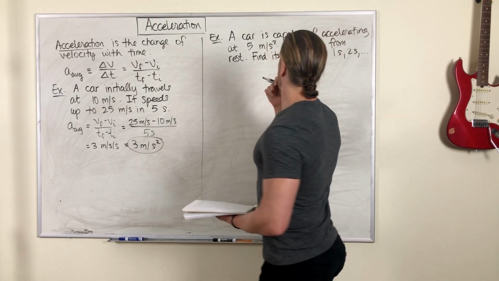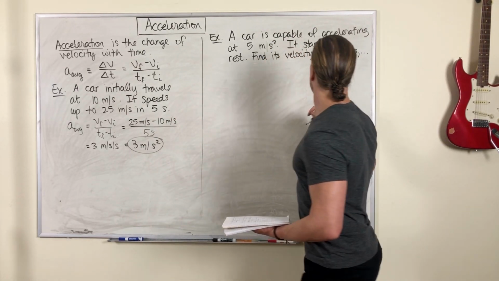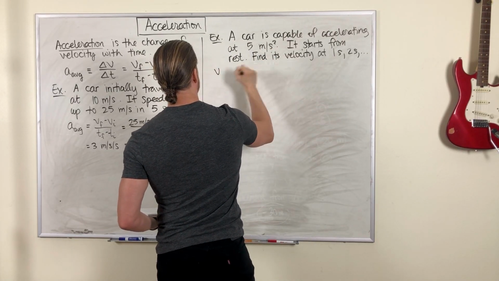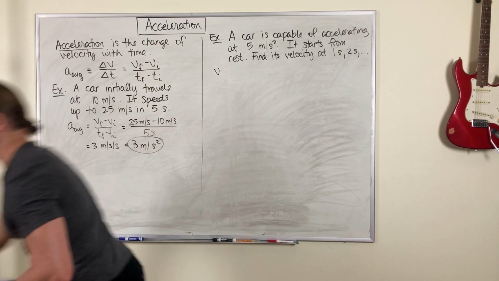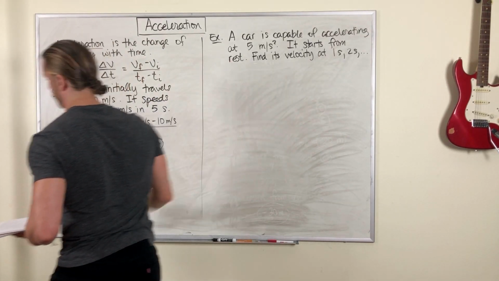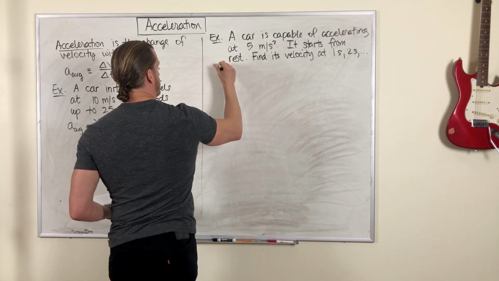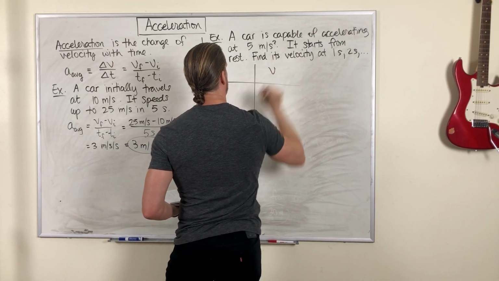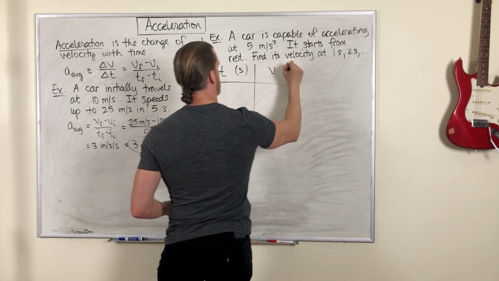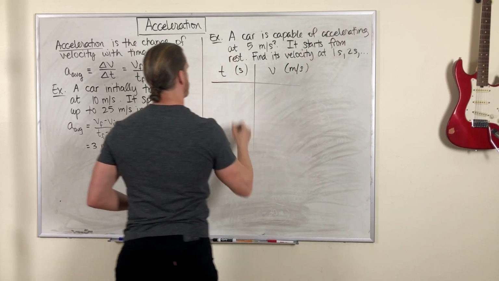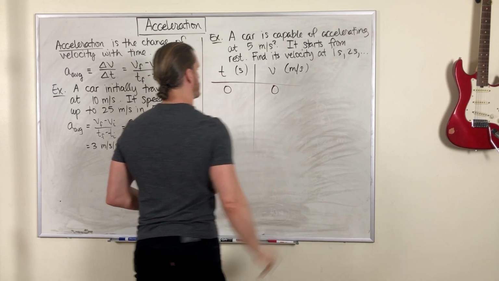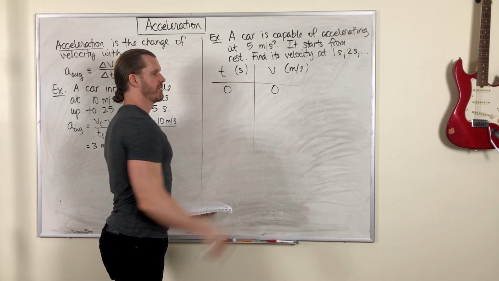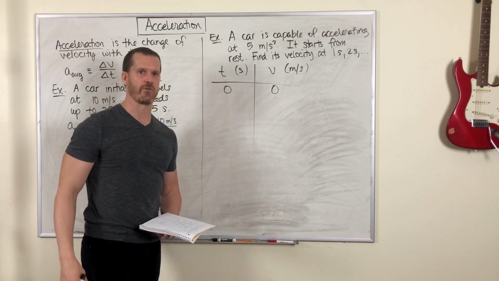Okay, well let's think about what 5 meters per second squared means. I'll make a little table here. Here's time, and here's velocity. Seconds and meters per second. So at the beginning, when time is 0 seconds, the car is at rest. It's not moving, 0 velocity.